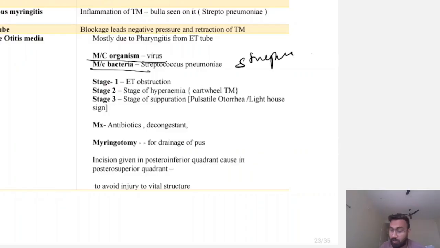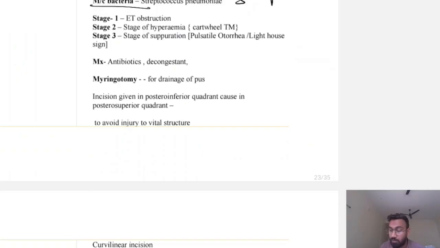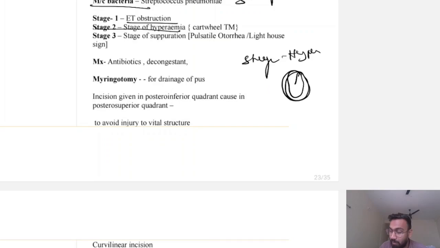So in acute otitis media, there are various stages. Obviously, if there is infection, there is ET tube obstruction. Then stage of hyperemia. So you will find in the tympanic membrane there is a cartwheel appearance. If there is a cartwheel appearance, that is stage 2 of otitis media.